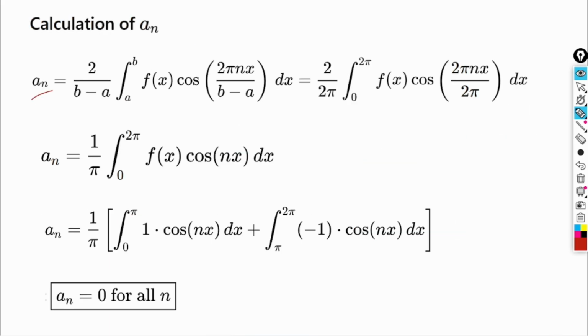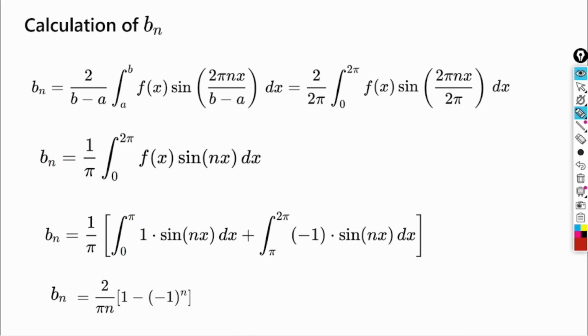Similarly, we can calculate the a_n value. I will not go into the calculation part of a_n. If you calculate, you will get a_n equal to 0 for all values of n. Similarly, we can calculate the b_n value, and if you solve these integrals, we finally get the b_n expression as this. So b_n is equal to 2 upon pi n, in brackets 1 minus (minus 1) raised to n.